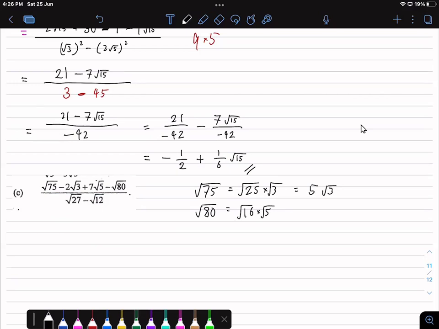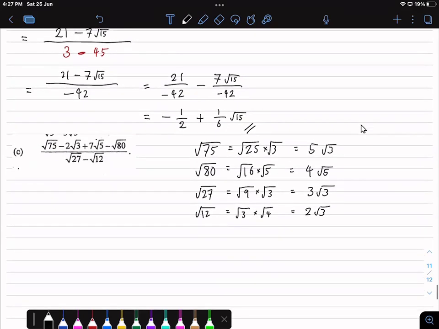Then you can square root both of them. Square root 16, you get a 4 with a root 5. Okay. How about square root 27? Root 9 times root 3, which is 3 root 3. Exactly. Okay, how about root 12? Root 3 times root 4, 2 root 3. Very good.